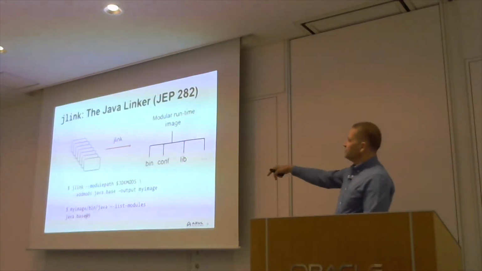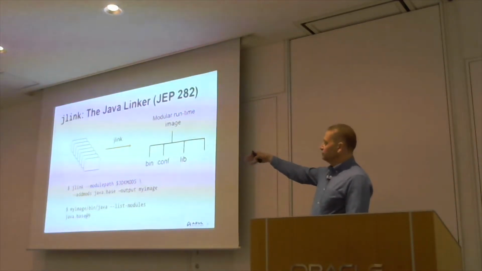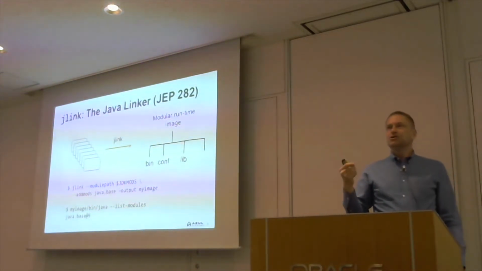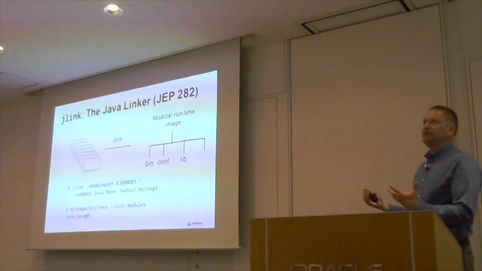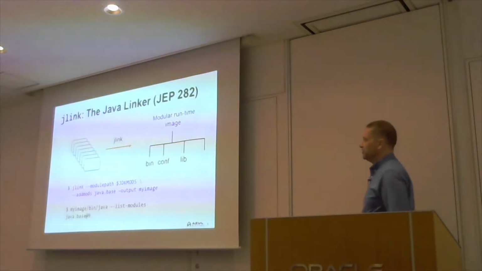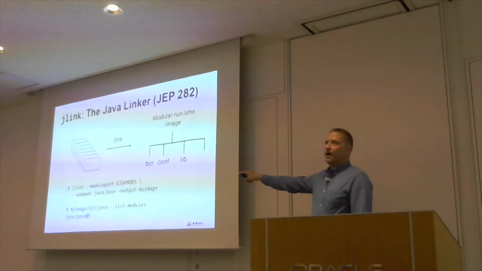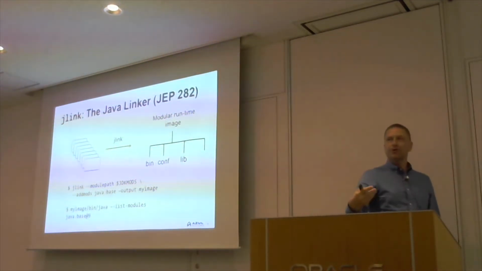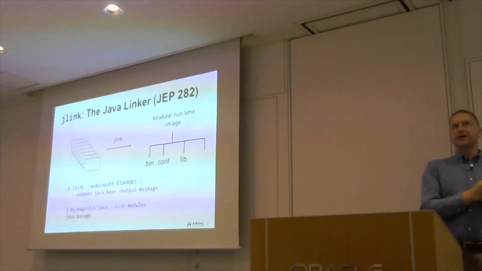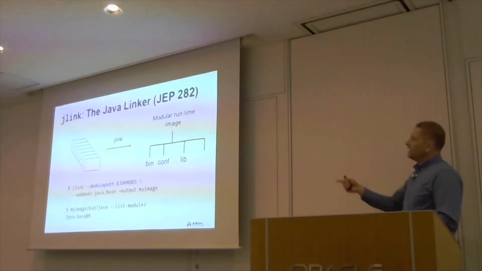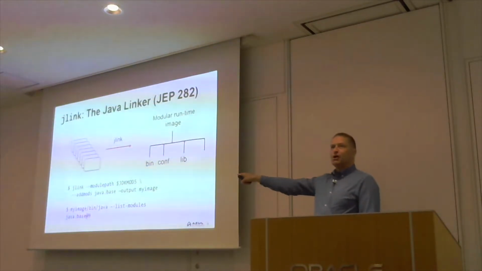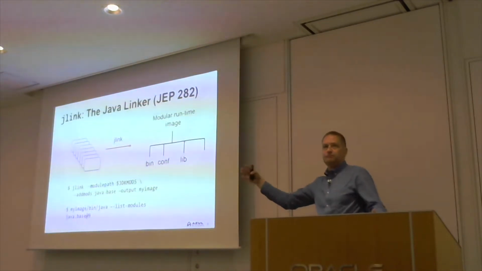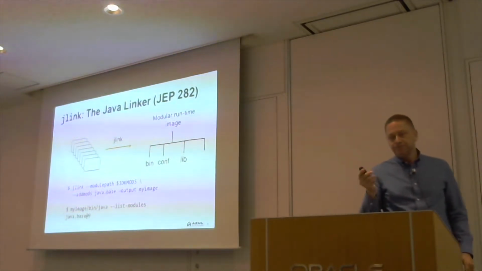So in this very simple example here, what we're doing is we're saying JLink from the JDK modules, add only the java.base module. You have to have java.base in every application, and output it to a directory called myimage. And if you look in that directory, you'll find there's a bin directory, a conf directory, a lib directory, just as there are in the JDK. And if you go into the bin directory, you'll find there's Java. If you run Java and you say list modules, you will see java.base. So that's the way it works.